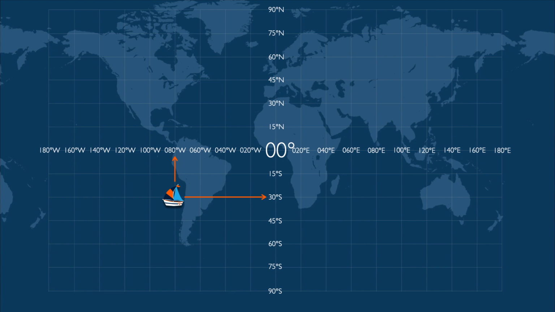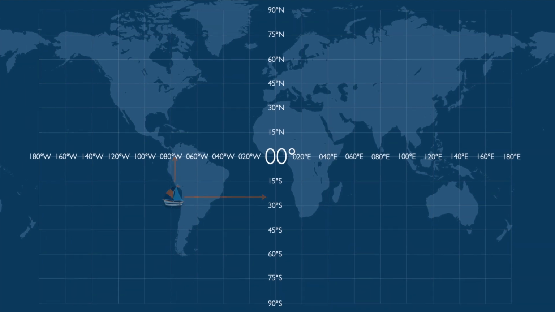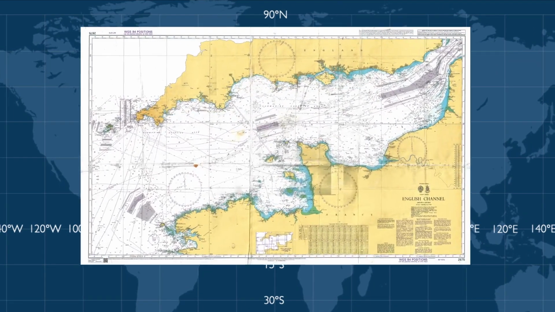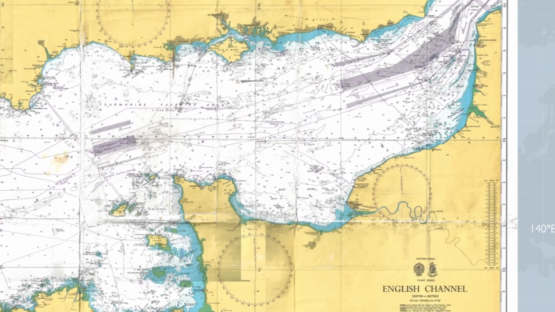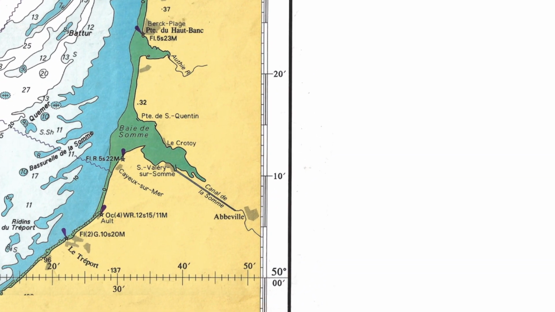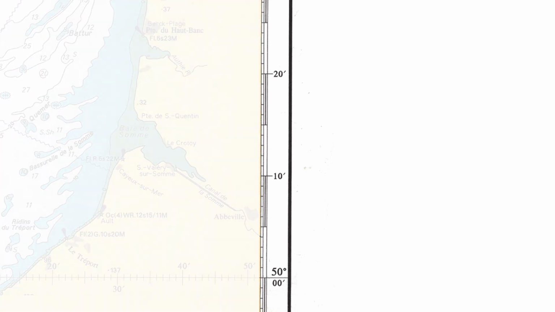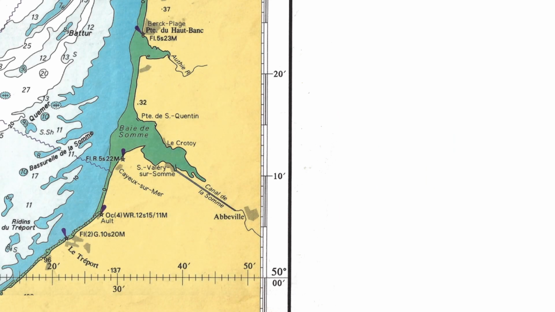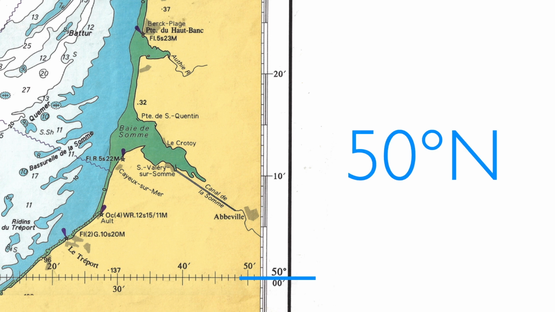Great, so we have a grid for the globe in degrees. Let's take a look at the scale on a chart. If we zoom in, we can see the 50 degree north latitude labelled. We know it's north because the numbers increase as we move north on the chart. If we're in the southern hemisphere, south of the equator, the degrees would decrease as we move north and increase as we move south.